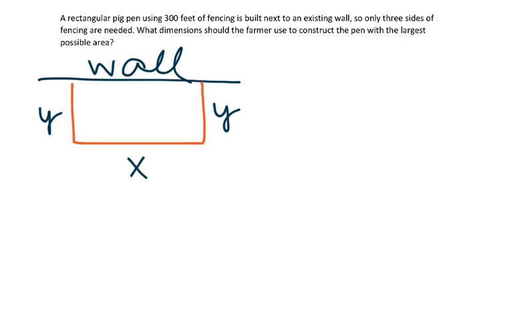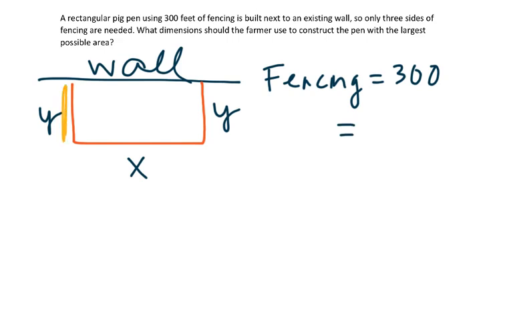Alright, so first thing is they tell us about the fencing. What do we know? We know that the fencing is 300 feet, but it is also the length of the sides. So what is the length of the sides? It's y plus x plus y, so it's going to give me 2y plus x. That's the length of the fencing.